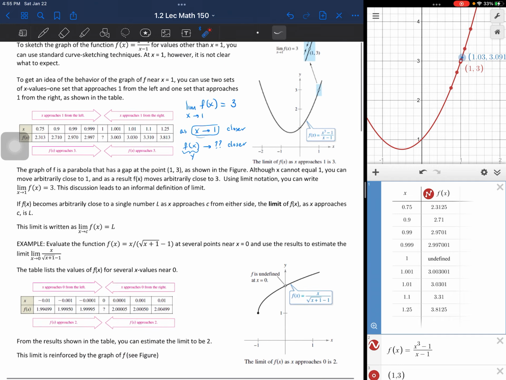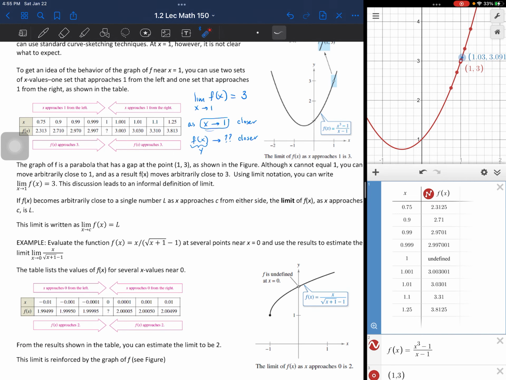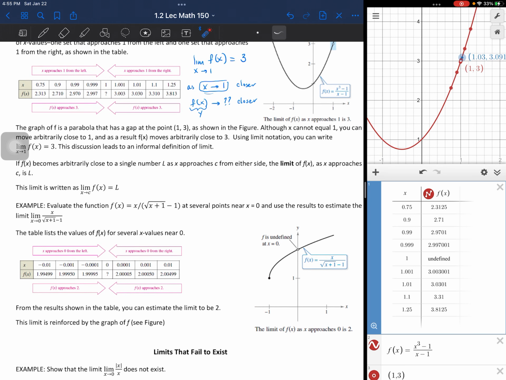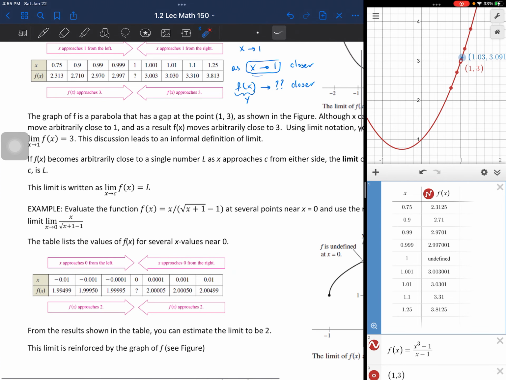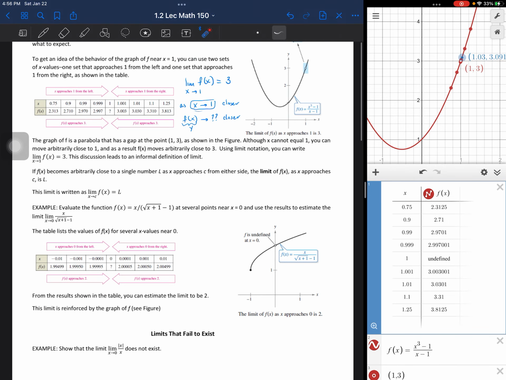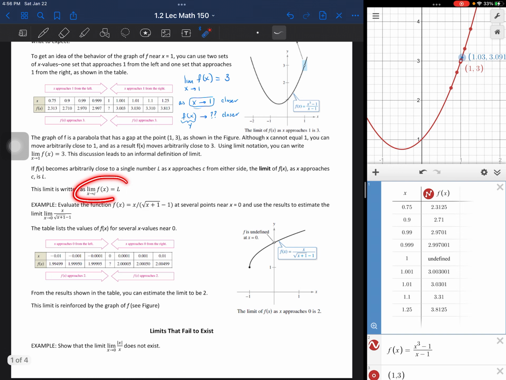All right, so now we're going to start using this notation more often. The way you probably want to think about it is that the value of f of x becomes arbitrarily close to a single number L, meaning y is getting closer to some number L, as x is approaching some number c from either side. Then the limit of f of x as x approaches c is L. So the number L is the limit. So 3 is the limit of f of x.